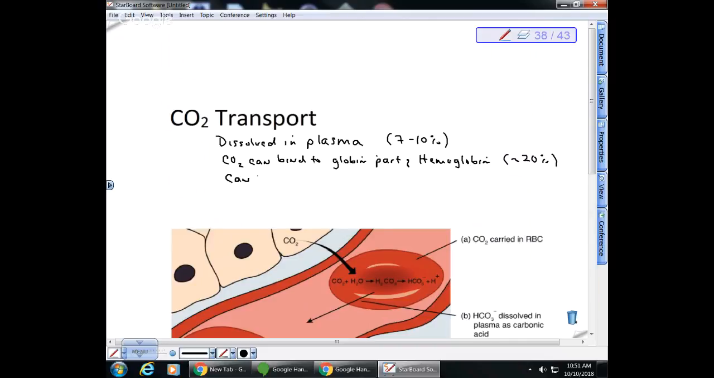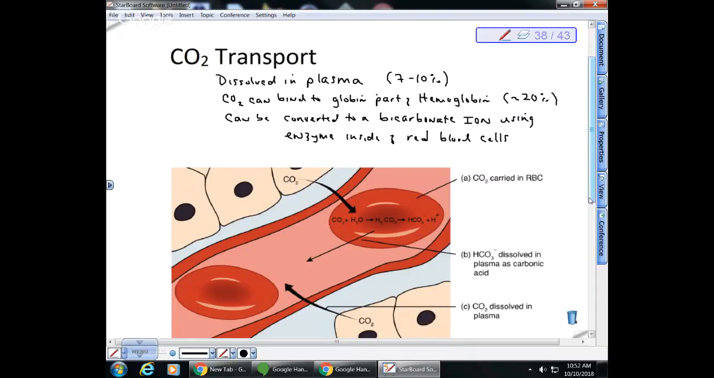It can be converted to a bicarbonate ion using an enzyme inside of the red blood cells. This is the chemical reaction that I showed here, where carbon dioxide combines with water to produce carbonic acid, but then it can dissociate into bicarbonate ions and hydrogen ions. The bicarbonate ion would be HCO3 negative.